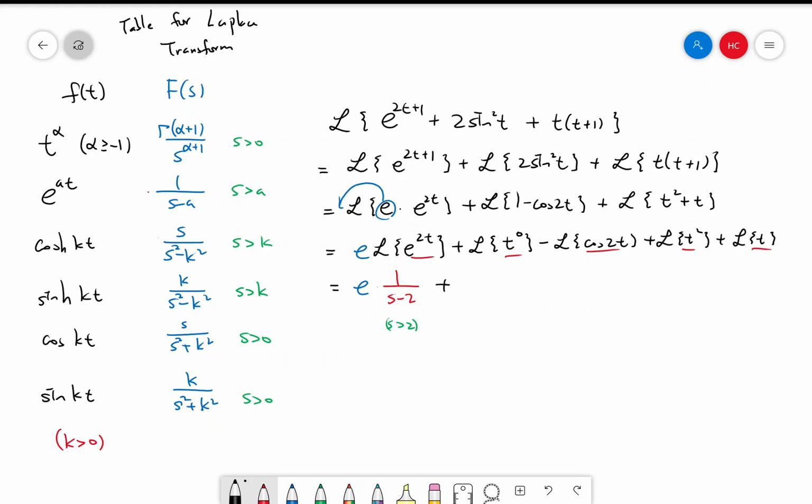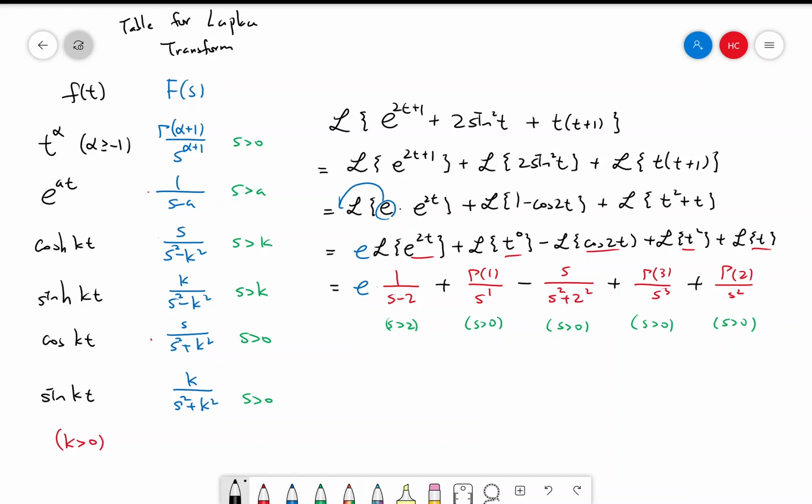And the second term is t to the 0, which gives you gamma of 1 over s to the first power, minus the Laplace transform of cosine 2t, which is given here. So it's s over s squared plus 2 squared. This converges for s greater than 0, so it's the previous term. And the Laplace transform for t squared is gamma of 3 over s cubed. And the Laplace transform for t is gamma of 2 over s squared. All these converge for s greater than 0.